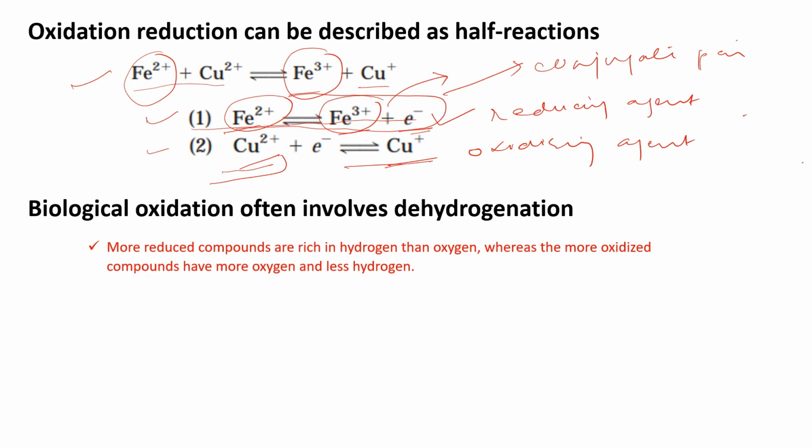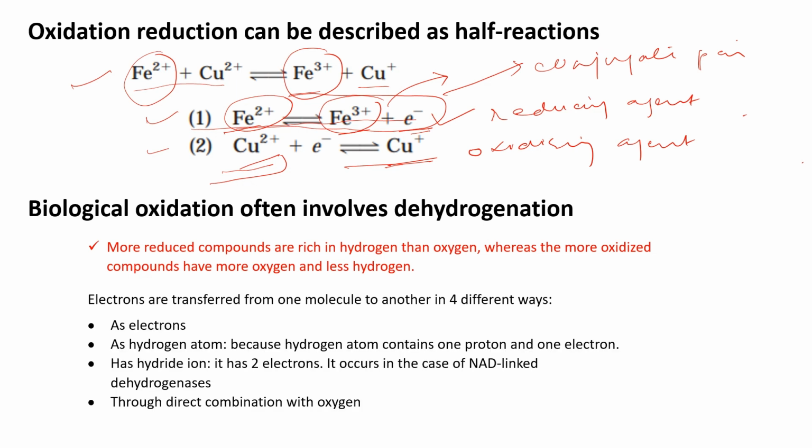Now, electrons can be transferred from one compound to another in one of four forms. It can transfer in the form of electrons only. Electrons can also transfer from one compound to another in the form of a hydrogen atom. Why? Because a hydrogen atom contains one proton and one electron. So if from one compound a hydrogen atom is removed and added to another compound, then in that compound one electron is also added. So that compound will get reduced.